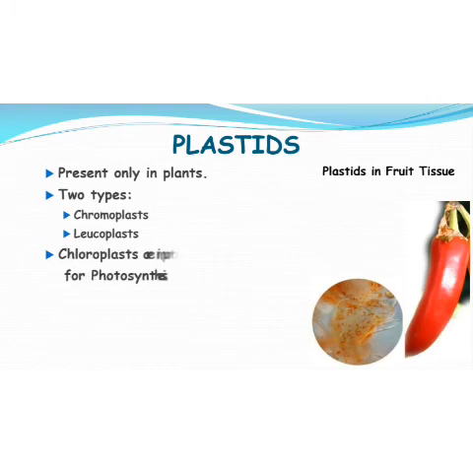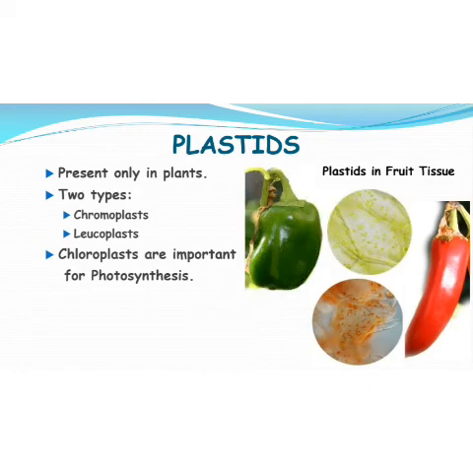Next is chloroplasts, which are very, very important for photosynthesis, and they can perform photosynthesis because of the presence of chlorophyll, which gives them this green color. Here in this figure you can see the green pepper, which is green in color because of the presence of chloroplast, and the chlorophyll pigment contained in it gives it its green color.